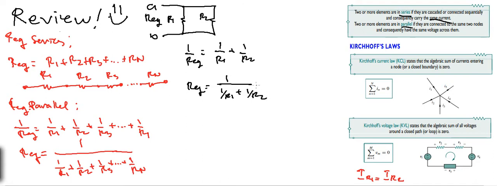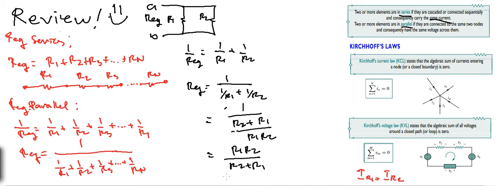Ganyan siya. Now, we can simply use this one. So, syempre, what is the LCD of these two? Siyempre, we have R1 and R2. Now we have R2 plus R1 all over R1 plus R2. Now, ito is simply equal to R1 times R2 over R2 plus R1, or pwede mong rearrange, we have R1 times R2 all over R1 plus R2.